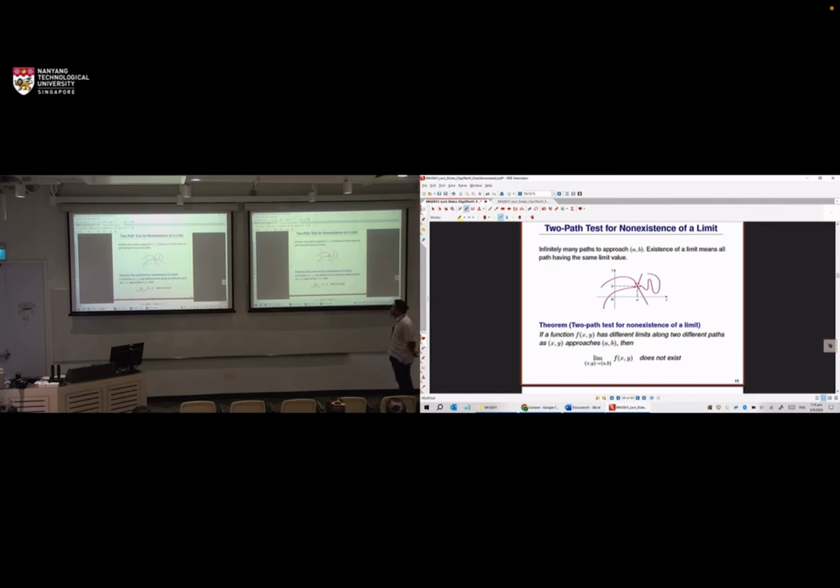So the theorem here, the two-path test for non-existence of a limit: if a function f(x, y) has different limits along two different paths as (x, y) approaches (a, b), then we say that the limit does not exist. A theorem is a theorem. Let's see a more concrete example.